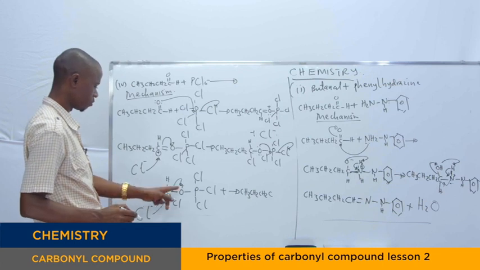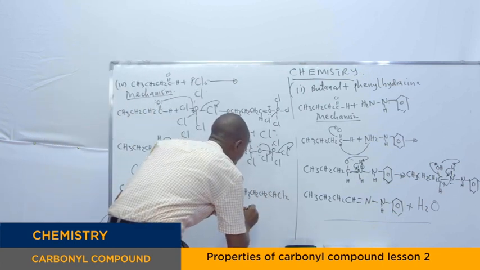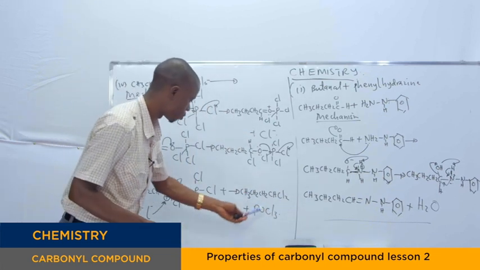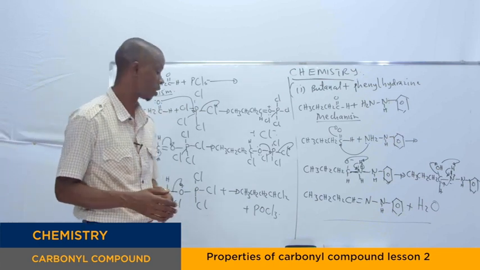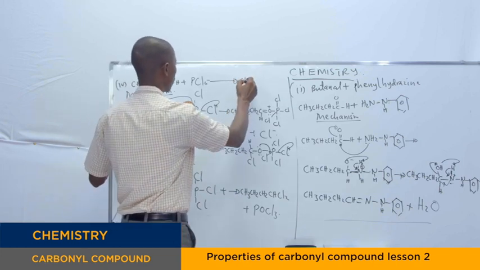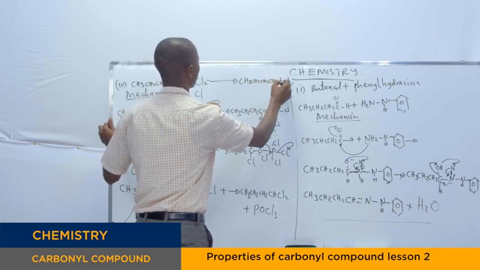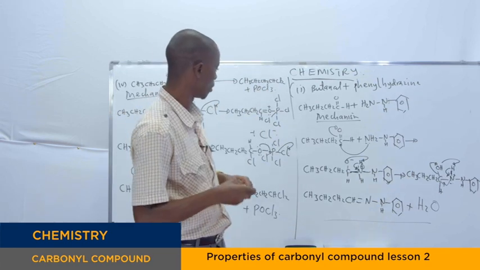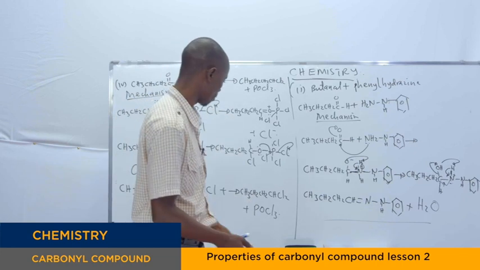So at the end, we are going to form the following product. Here we are going to have that one and phosphorus trichloride oxide. So this is the product that will be formed. And this is a nucleophilic substitution reaction. It is very simple. So generally, these are the products. You can write it here, the overall reaction. It is very simple, my dear students, to go through those mechanisms. So you can try to do these ones on your own.